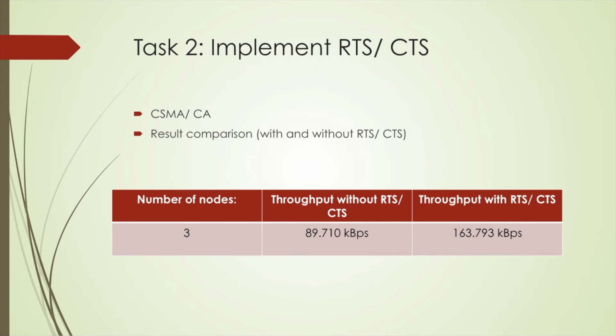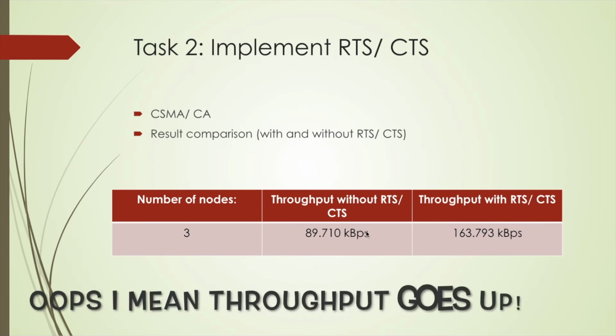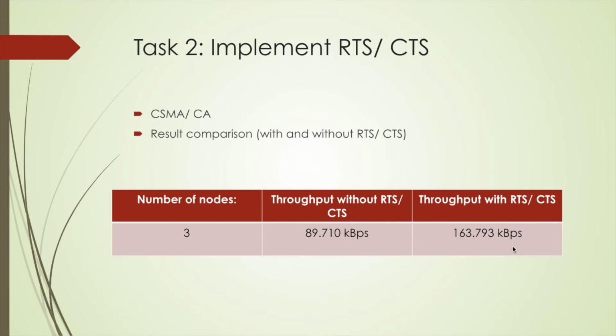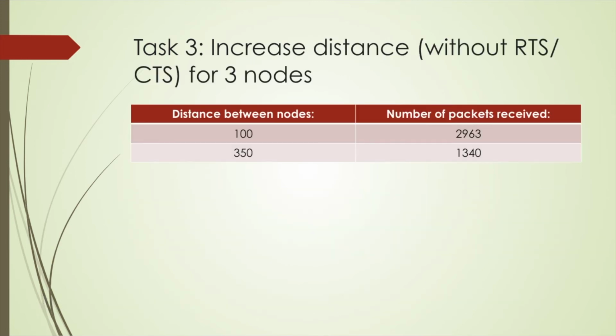So the second task, obviously, was to implement RTS-CTS in our C++ code. RTS-CTS is what enables 802.11 to follow CSMA-CA, which is, as you probably know, Carrier Sense Multiple Access Collision Avoidance. So this is how 802.11 can avoid collisions. So here's the result comparison. We can clearly see that with the implementation of RTS-CTS, the throughput goes up from 89 kilobytes per second to almost 164 kilobytes per second, which is a huge improvement because we're avoiding all those collisions.